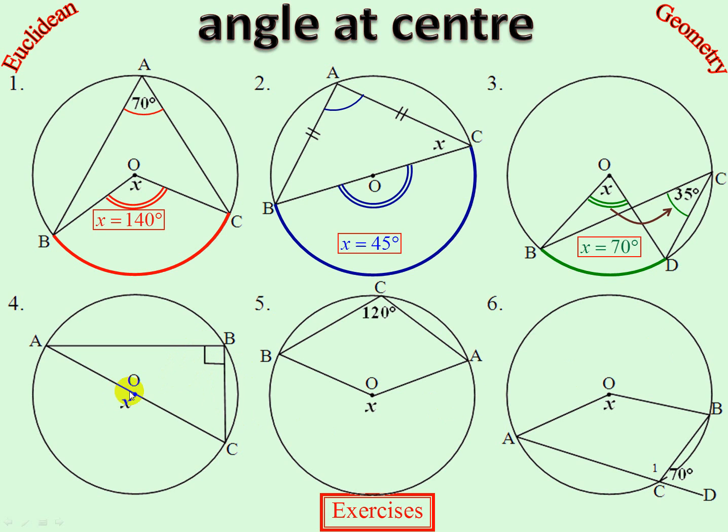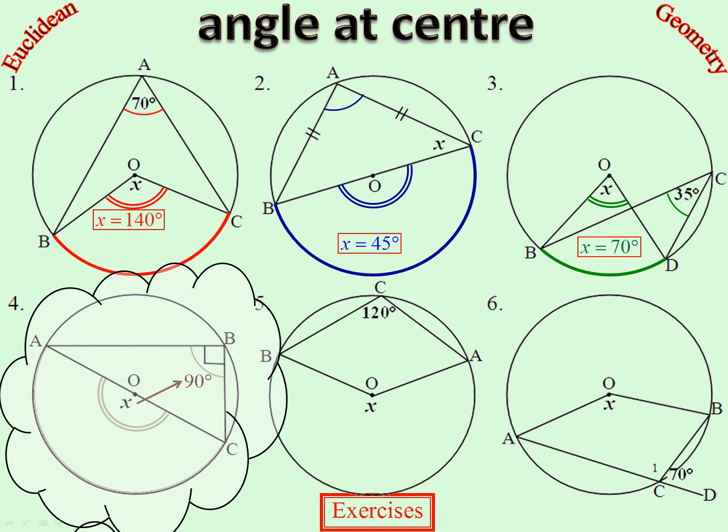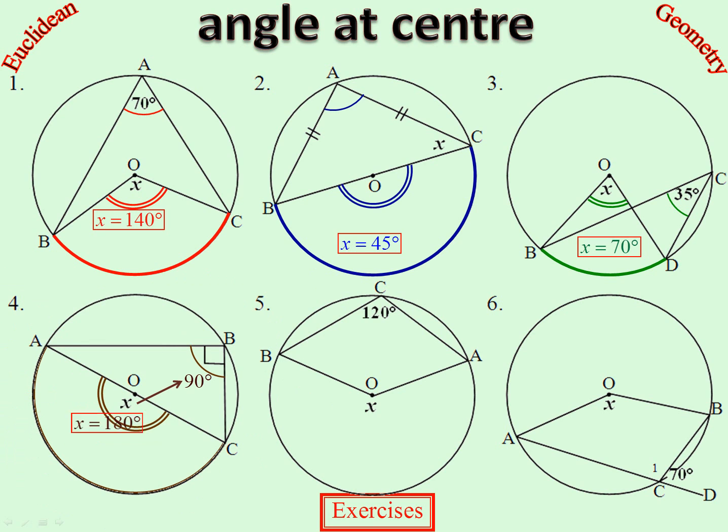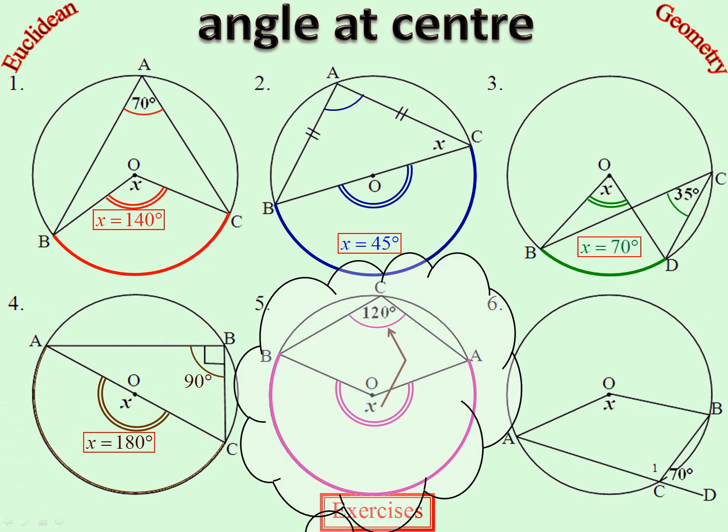Well, this angle here is subtended by that arc. And so is this angle here subtended by that arc. So therefore this angle is double that angle. So therefore x is 180 degrees. This one here, x, there's the angle x, there's the arc, and same direction, parallel curve, there's 120, so that's straightforward.